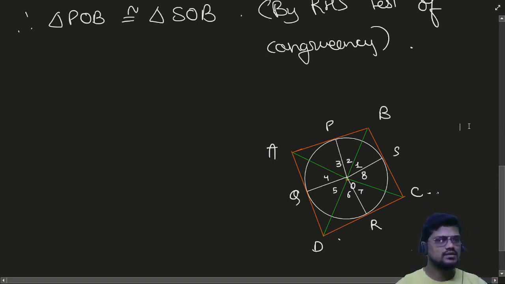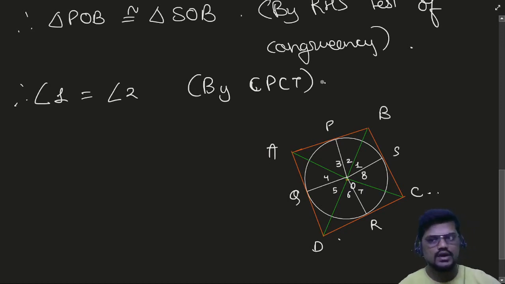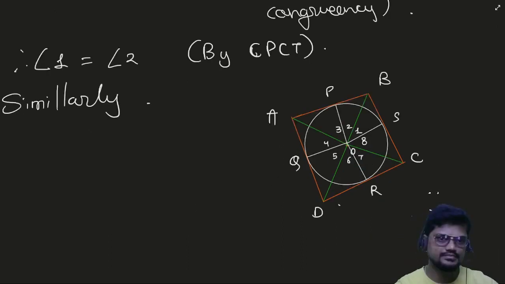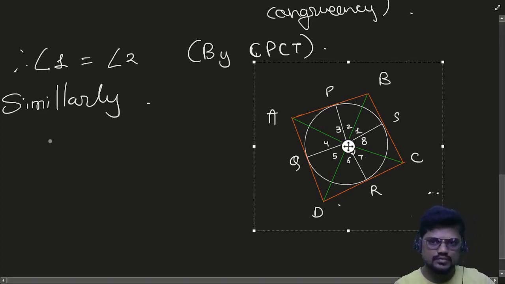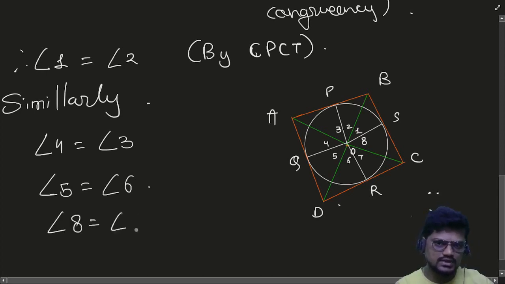Similarly, therefore angle 1 will be equal to angle 2 by CPCT. Yes or no? Angle 1 will be equal to angle 2. And similarly, what we can say? Since angle 1 equals angle 2, similarly angle 3 will be equal to angle 4, then angle 5 will be equal to angle 6, and angle 8 will be equal to angle 7.